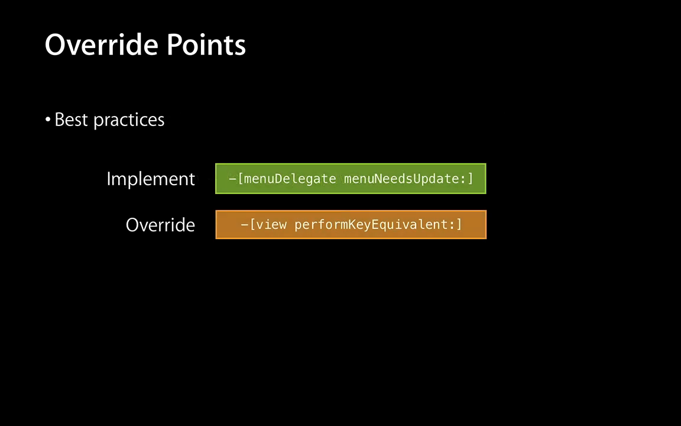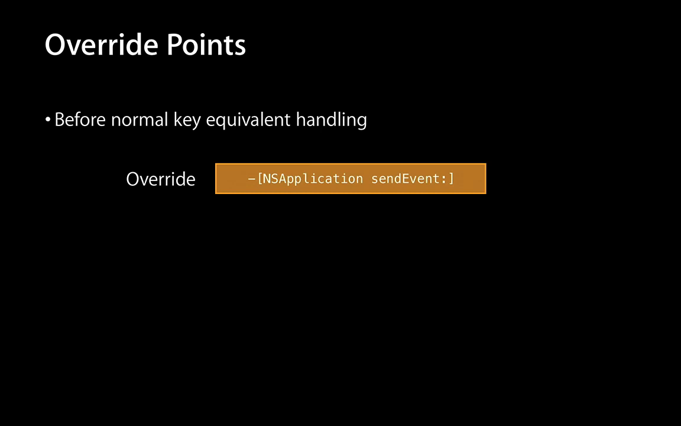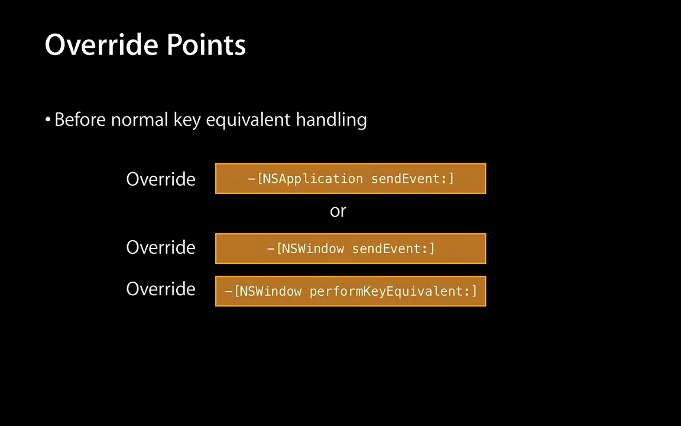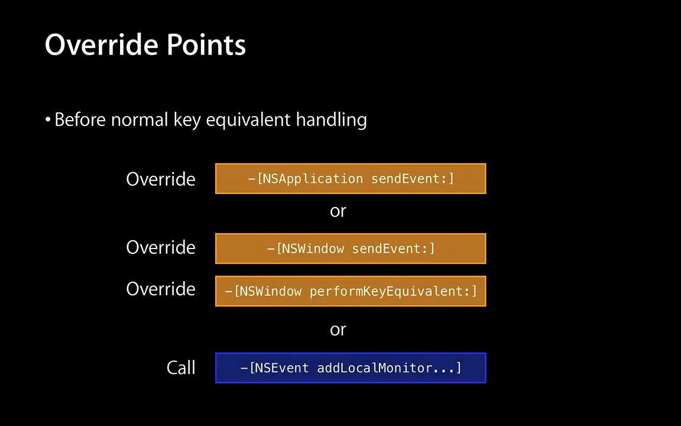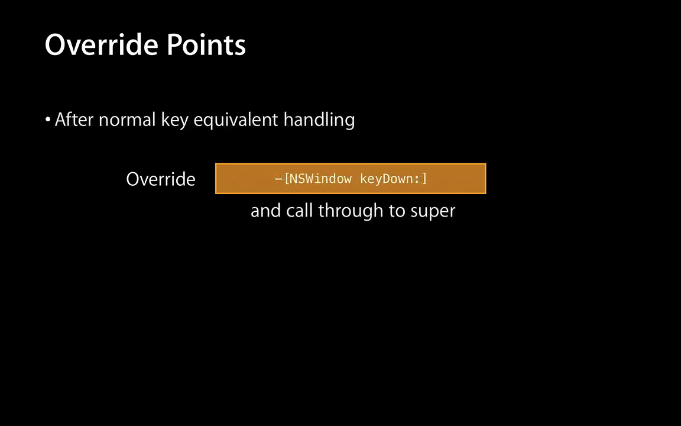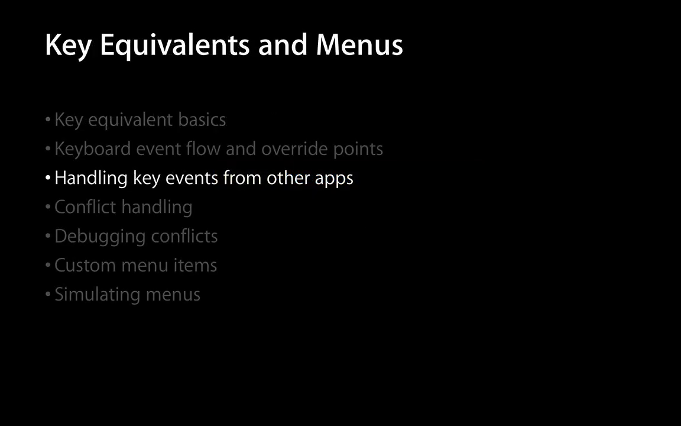So the best practice is to do dynamic key equivalents. If you want to apply them to a menu, you would implement menu needs update to just install the menu items with the key equivalents. If it's on a view, you would override perform key equivalent. Now, if you want to do your special work before normal key equivalent handling, you can override NSApplication sendEvent, NSWindow sendEvent, and NSWindow performKeyEquivalent. Or you can install a local event monitor. If you want to do your special processing after all the other work is done, you could override keyDown on NSWindow, and you call through to super. So that's how you handle key events within your own application.